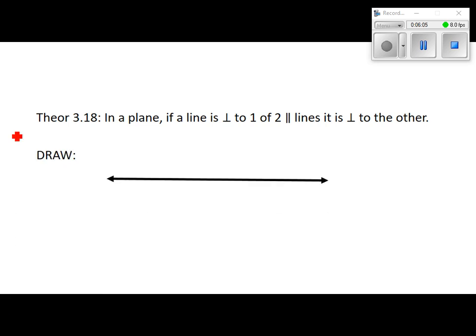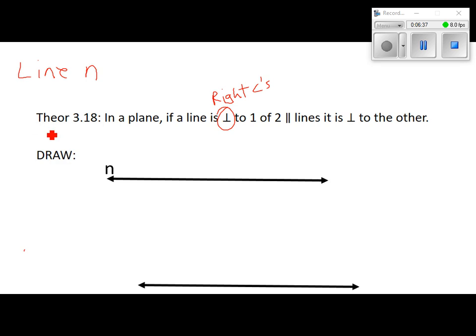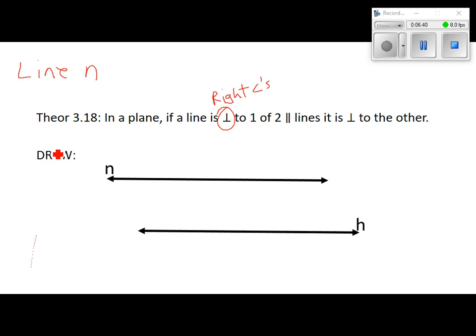So this theorem says in a plane, if a line is, what's this symbol mean? Perpendicular. As soon as you see perpendicular, what should you think of? Right angles, or 90 degrees. Good. So if we have this line, somebody name that line for me. Remember you name it like this, line, and no symbol, if they're giving you that one lowercase letter. You have line N and line H, and they tell us that those two lines are, what's this? Parallel.